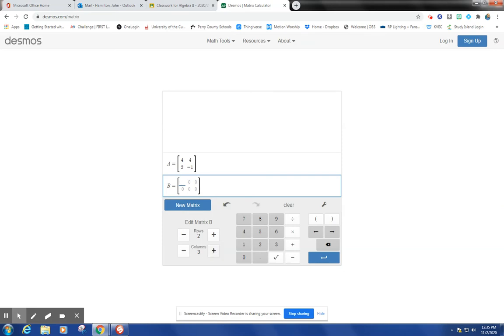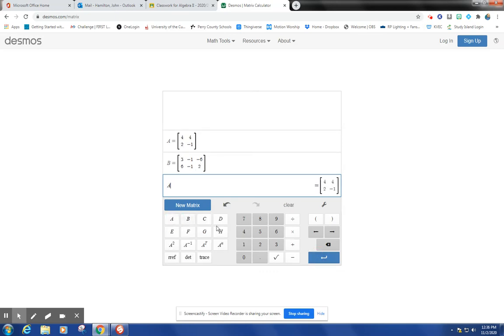Then, of course, we did another example. It didn't work at all. Let's try it. 3, -1, -6. Second row, 6, -1, and 2. Again, we're going to lock those in. We have A and B in there. Let's go ahead and see if we can multiply A times B.